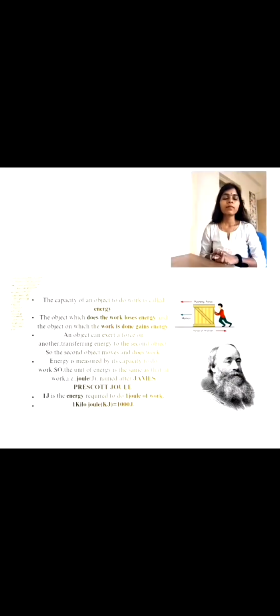And here we had a simpler definition of energy. The capacity of an object to do work is called energy. So here the unit of energy is similar to that of work. That is joule, as it is named after James Prescott Joule. And we can say that 1 joule is the energy required to do 1 joule of work. Likewise, 1 kilojoule is equal to 1000 joule.